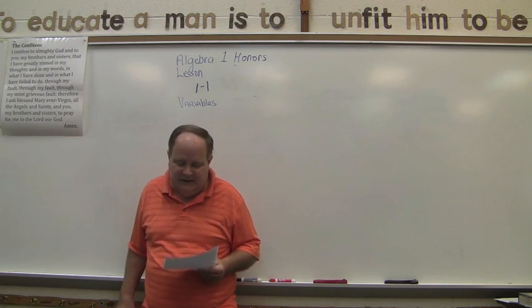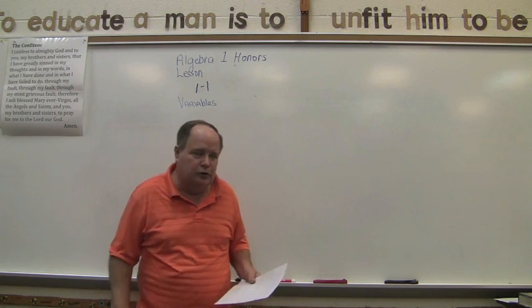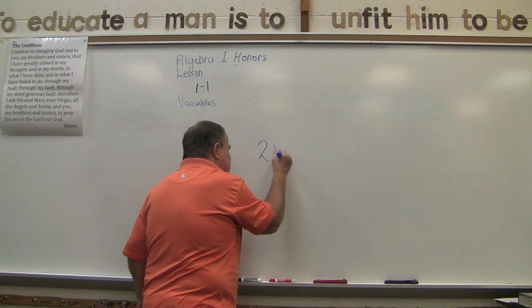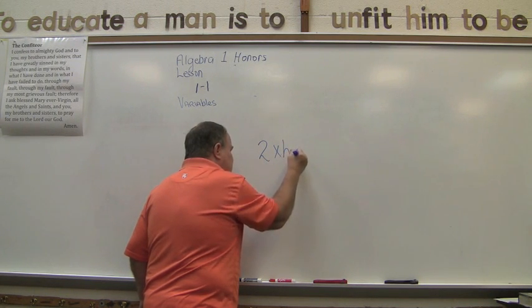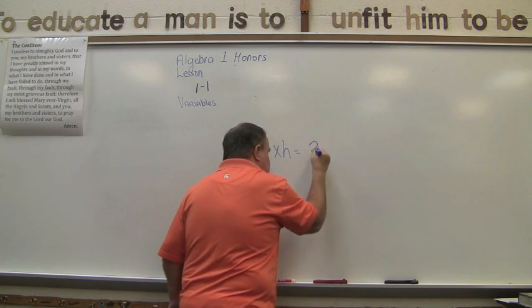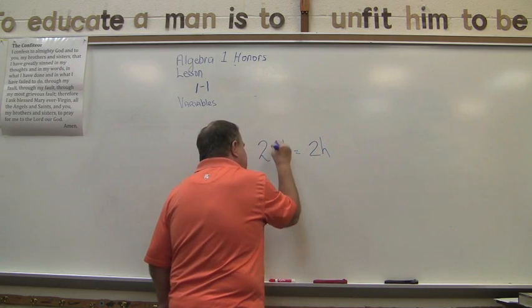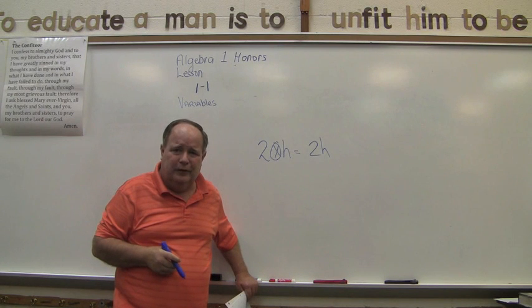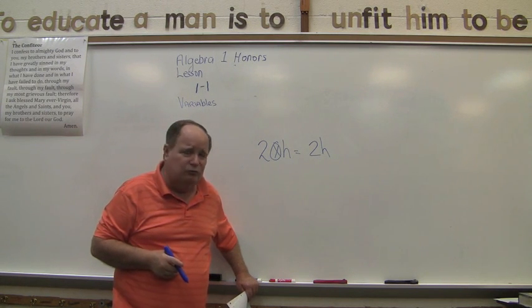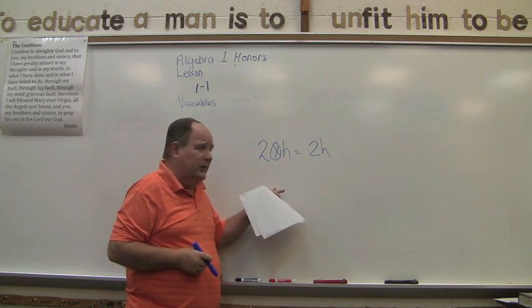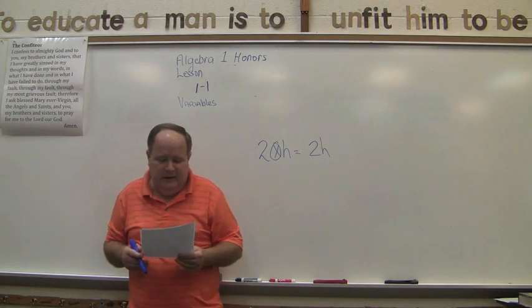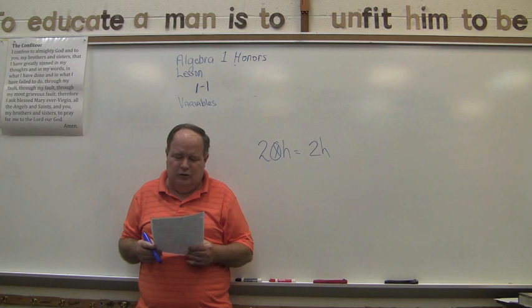An expression that contains a variable such as 2 times h, which normally is written like this, 2h. The reason is that sometimes the multiplication sign can be mistaken for another variable. So we don't usually write it like this, even though it is a correct way. This is better, less confusion. An expression that contains a variable such as 2h is called a variable expression.